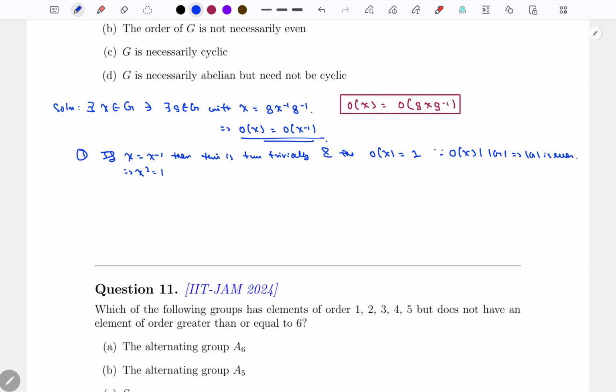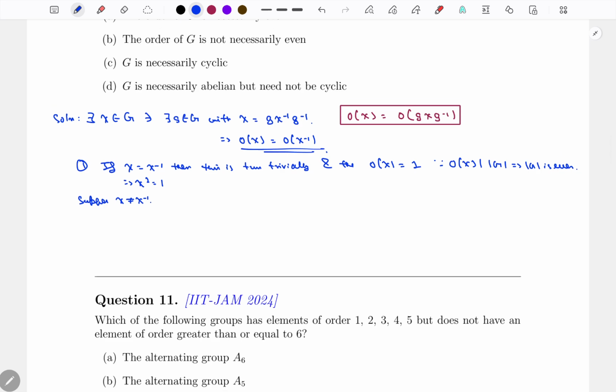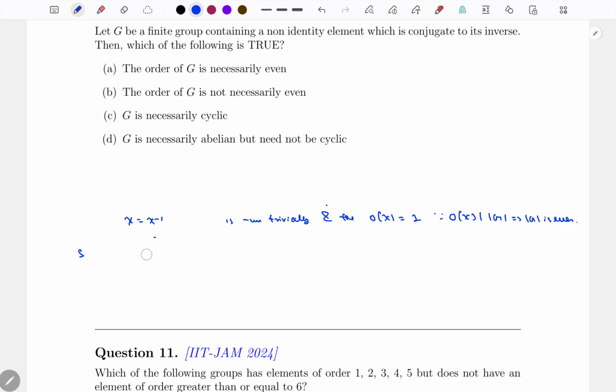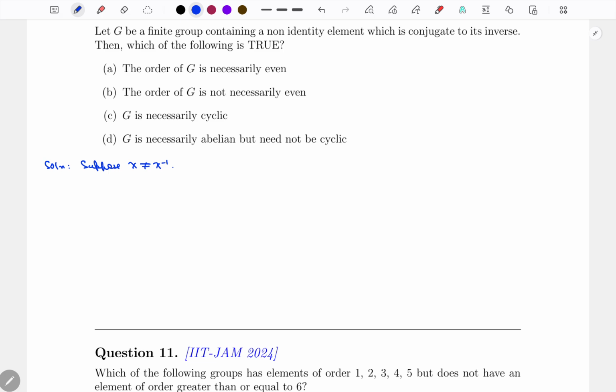So we need to analyze the case that X is not equal to its inverse. We need to analyze this particular case. How should we proceed? Let me just think of it once. Let me take some space, so I'm removing this part. I hope you understood the first case. So I need to analyze the case when X is not equal to X inverse.